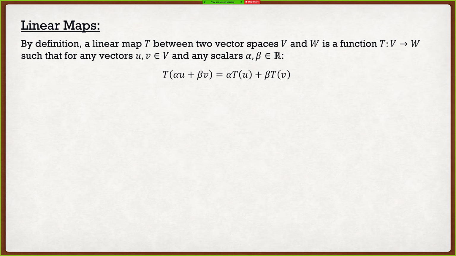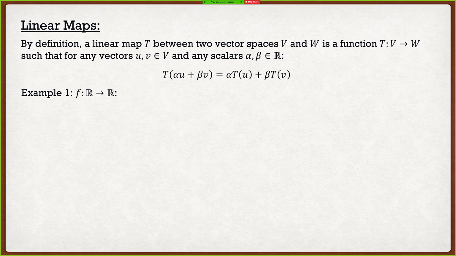By definition, a linear map T between two vector spaces V and W is a function such that for any vectors u and v and any scalars alpha and beta, T of (alpha u plus beta v) is equal to alpha T(u) plus beta T(v). Now, this may sound a little bit confusing, but I'm banking on the fact that you already know what linear maps are. They're basically matrices. You have seen matrices all the time.